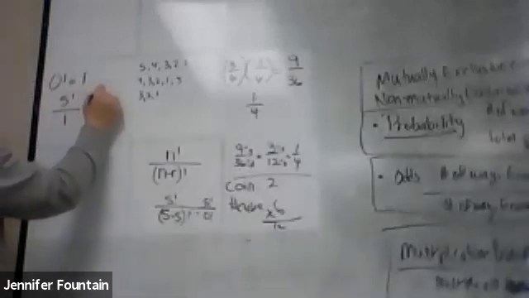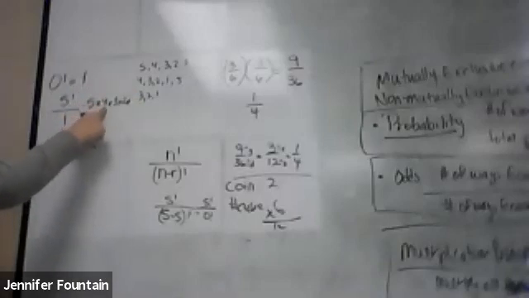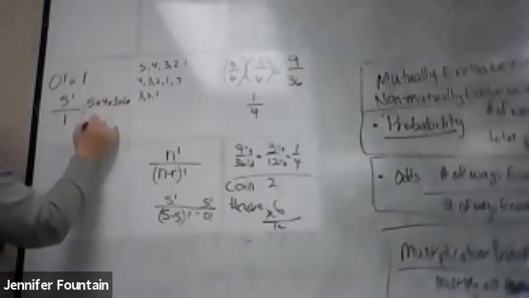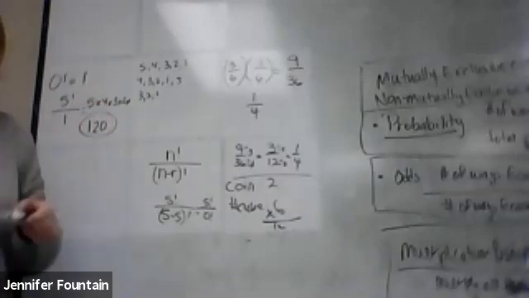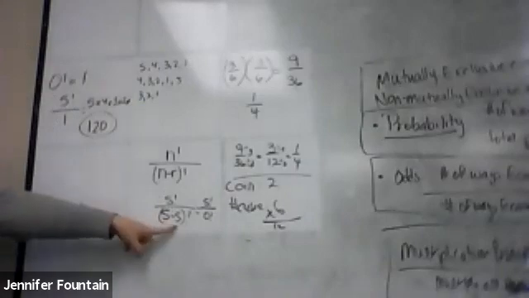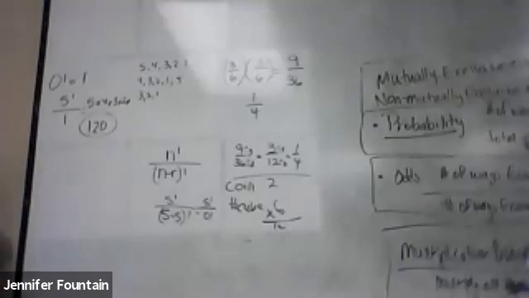So 5 factorial is 5 times 4 times 3 times 2 times 1. 5 times 4 is 20. 20 times 3 is 60. 60 times 2 is 120. And 120 divided by 1 is 120. Okay, so you do set it up just like a permutation, except for I've got 5 minus 5 in the denominator, and 0 factorial is equal to 1.